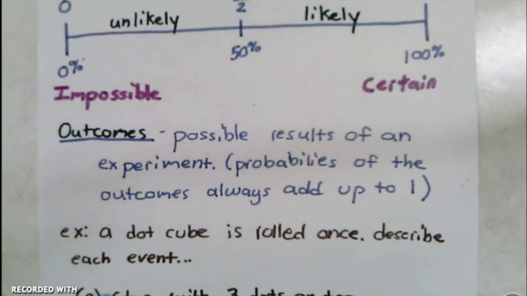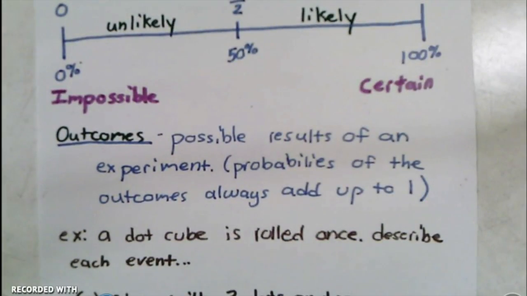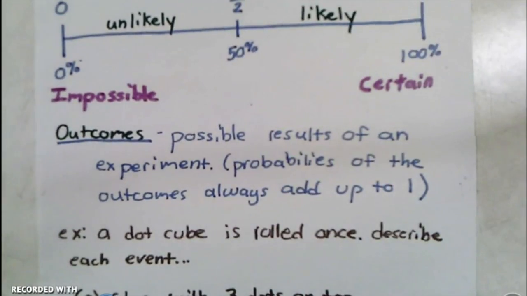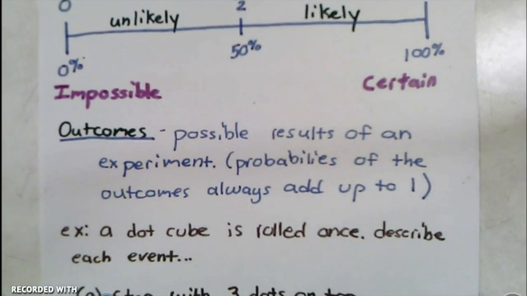Outcomes are possible results of an experiment. So if I do an experiment, if I flip a coin 6 times, then every time I flip the coin, the outcome could either be tails or it could be heads. So I have 2 possible outcomes. When I add up the probabilities of all the outcomes, like the probability of getting tails would be 1/2, and the probability of getting heads would be 1/2, when I add them up, it's always going to equal 1.